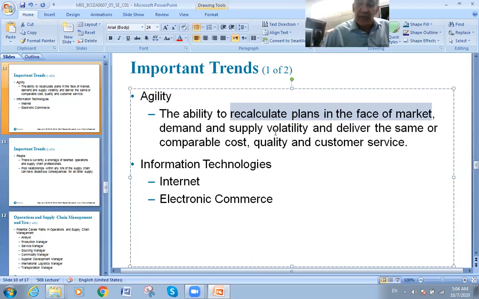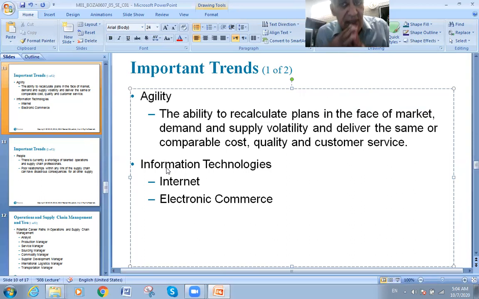Same thing. And like I told you here, the ability to deliver at the same comparable cost, quality, and customer services. So this is all information technology. Now, like we said, any system is working within other systems. All the systems are called open systems. The word open system means that it is affected by the external environment.